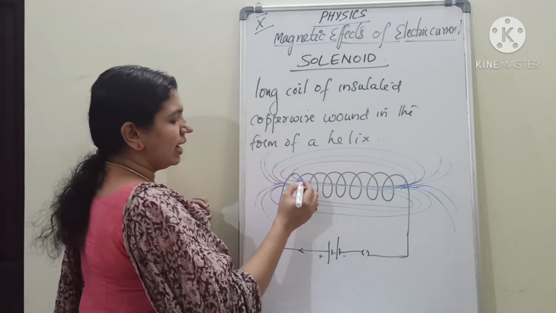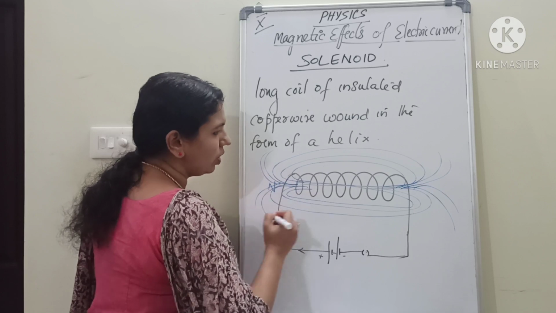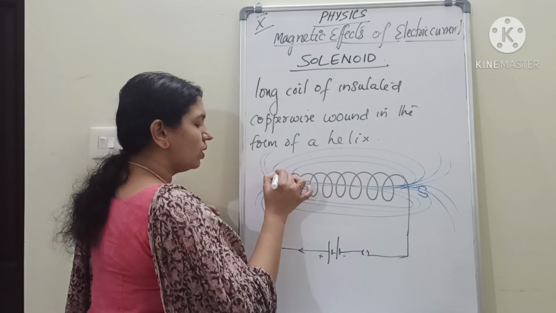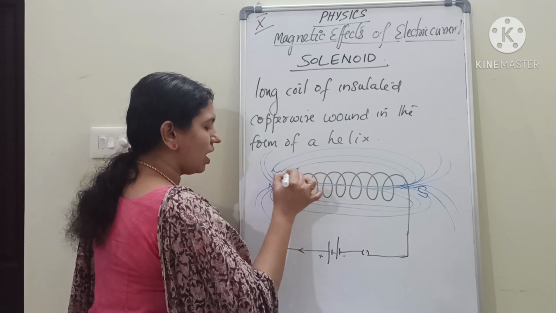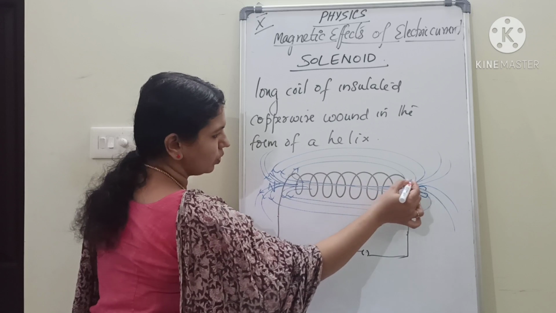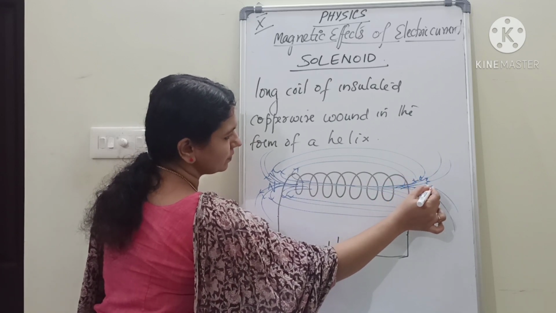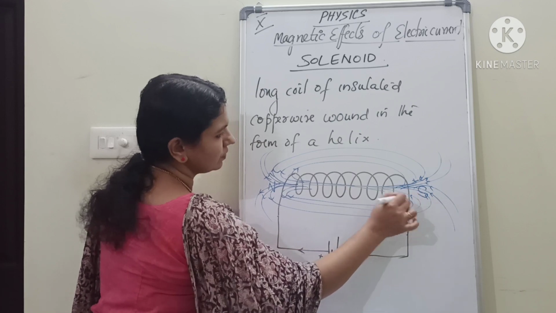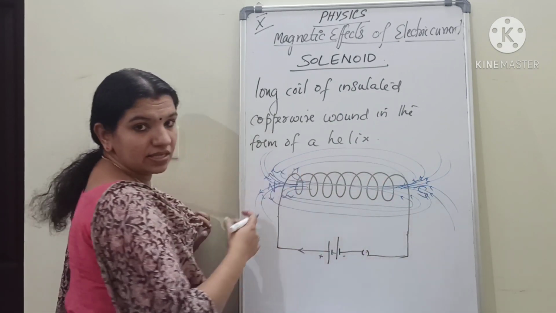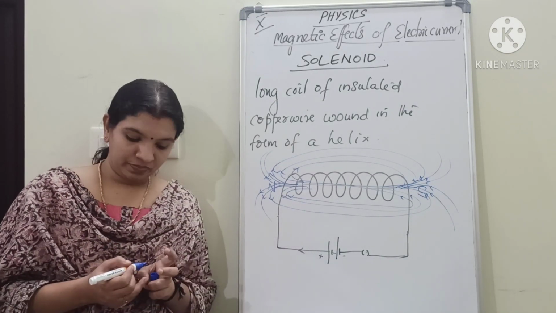Clear? And here one end will behave as North Pole and the other end will behave as South Pole. So the magnetic field lines will start from the North Pole and end at the South Pole. You know that. So there is a North Pole as well as a South Pole. Now, how can you identify these two poles?